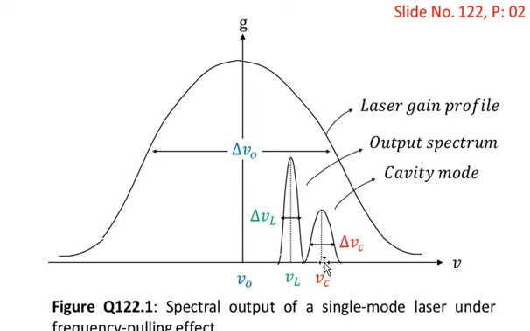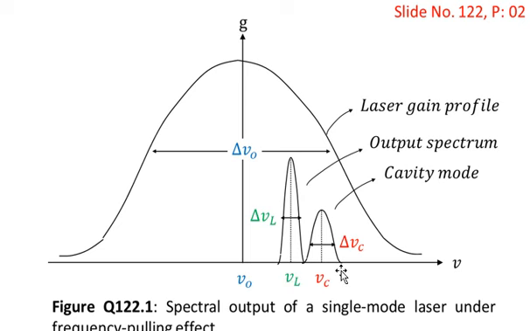Here we are assuming that our laser is operating at a single mode nu c, and the width of that mode is delta nu c. During the operation of the laser at a single frequency nu c, it could shift towards the frequency nu naught. In doing so, it may be oscillating at some intermediate frequency, for example, nu L, with a line width delta nu L. So the output spectrum could be operating at a frequency nu L.